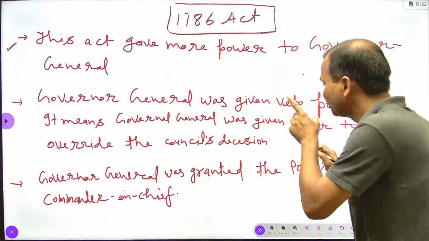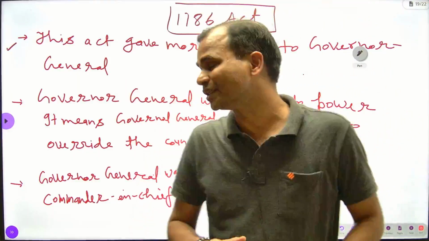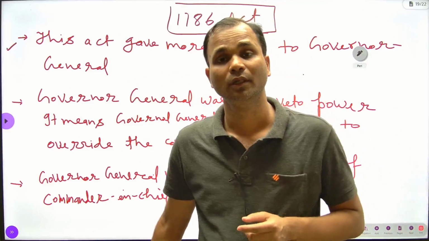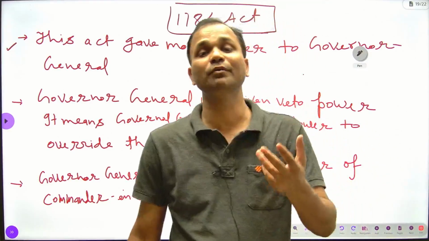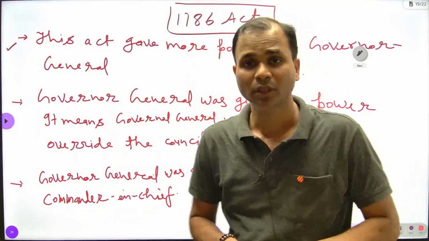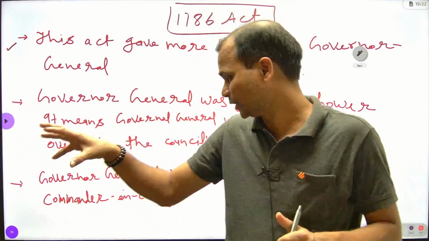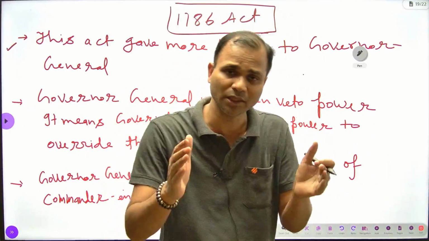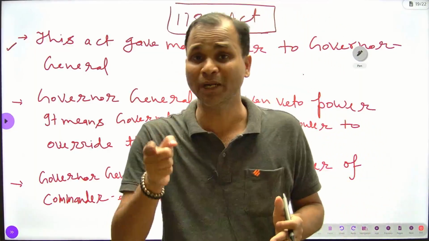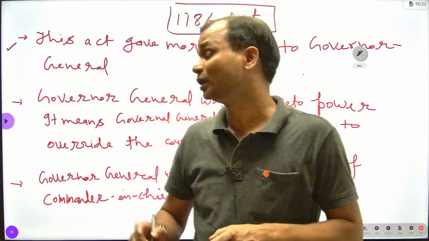So it is necessary to point out one more thing. Another point was that the Governor General was also given the power of Commander in Chief. Before 1786, there was another post besides the Governor General, known as Commander in Chief, and this Commander in Chief was handling the army. But now the power of Commander in Chief was also given to the Governor General.